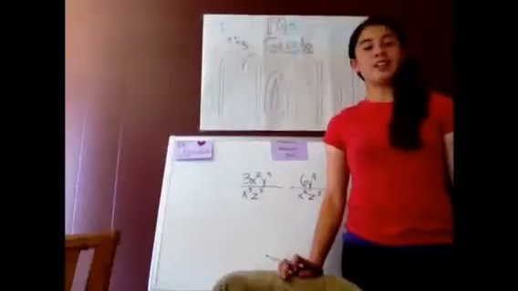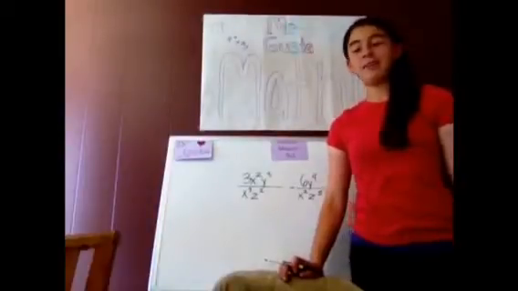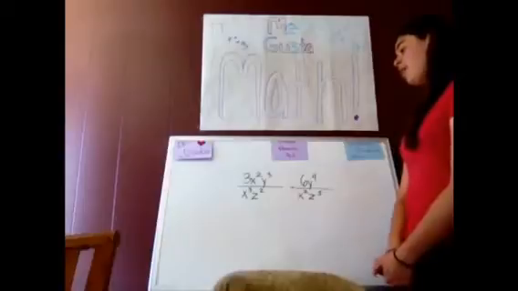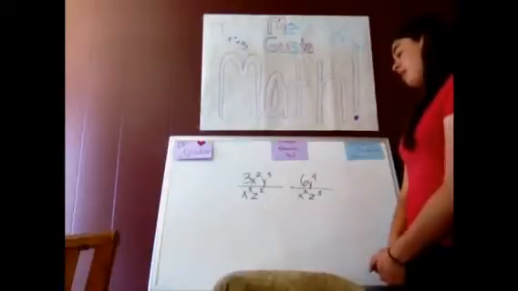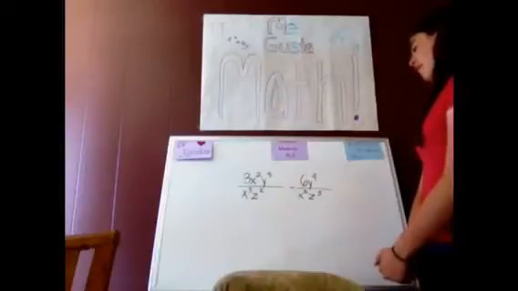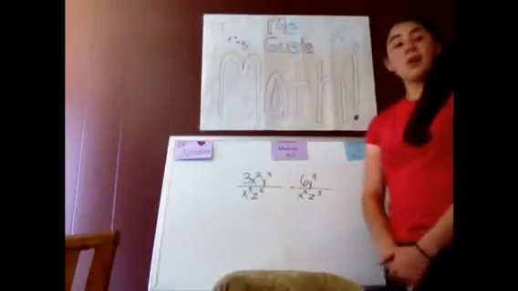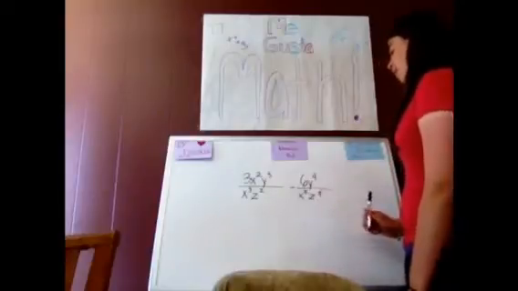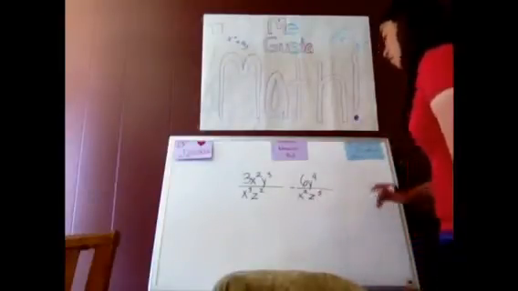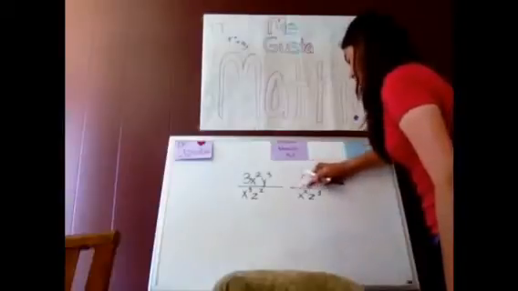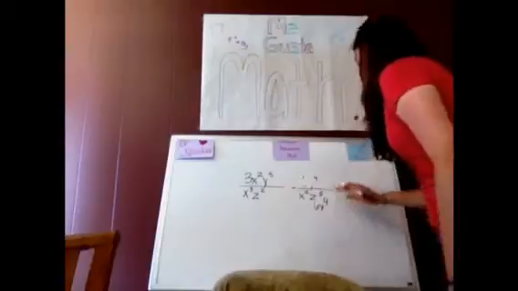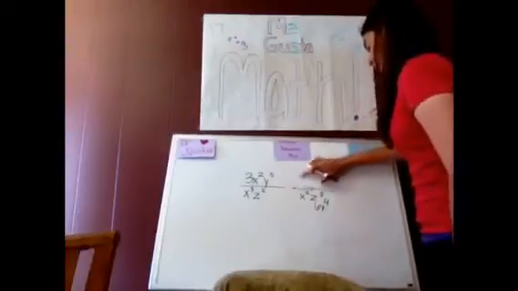Now we're going to try another example, except this time we'll be dividing. We have 3x squared y cubed over x cubed z to the second divided by 6y to the fourth over x squared z to the fifth. What do we do first? Well, we remember that when we're dividing, we multiply by the reciprocal, which means we switch these two around. So 6y to the fourth goes on the bottom, and x squared z to the fifth goes on the top.